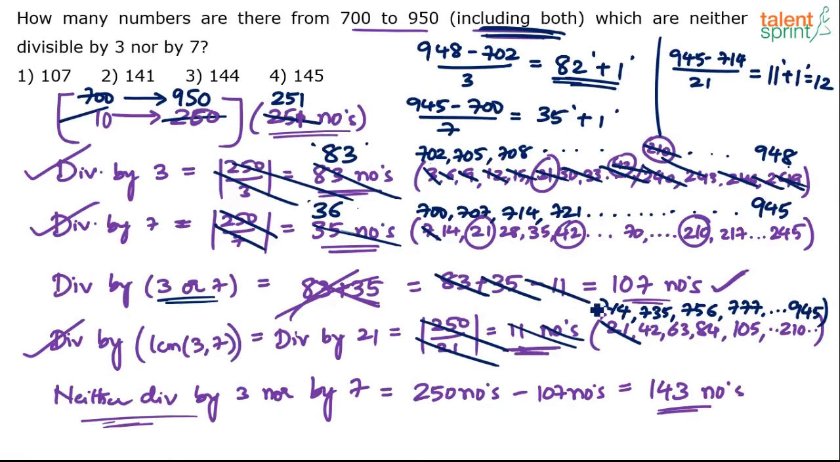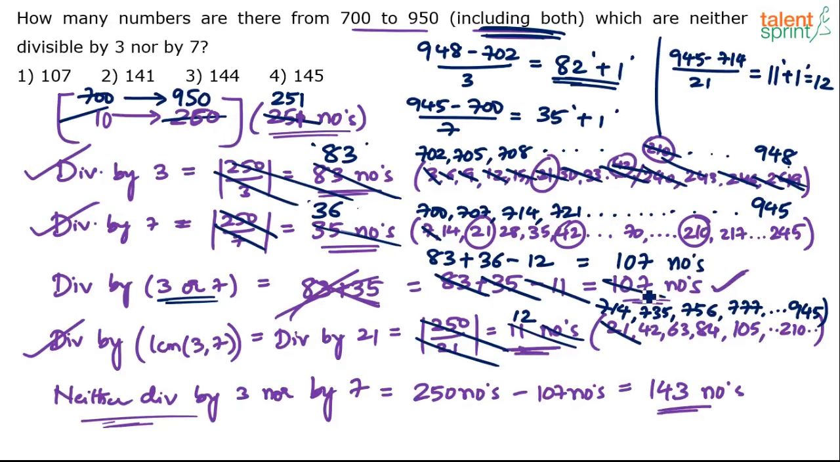Instead of 83 plus 35 minus 11, you have to do 83 plus 36. Instead of 11, you got 12. 83 plus 36 minus 12. Now 83 plus 36 minus 12 is how much? I think 83 plus 36 is 119. 119 minus 12 is 107. See, you are lucky that you have got the same 107. But actually, it may not be the same 107 always. So don't get confused that after doing all this drama, we are getting the number as 107 only.